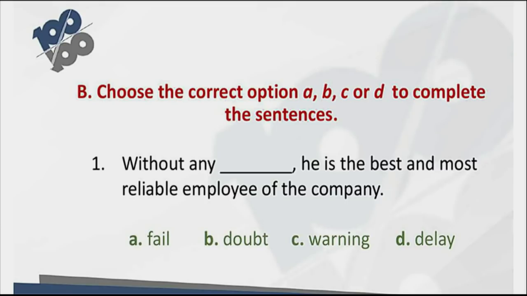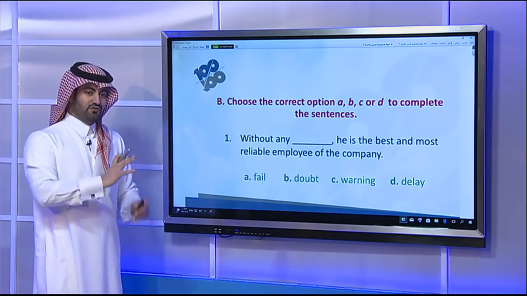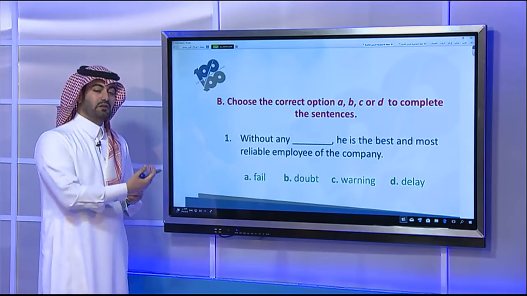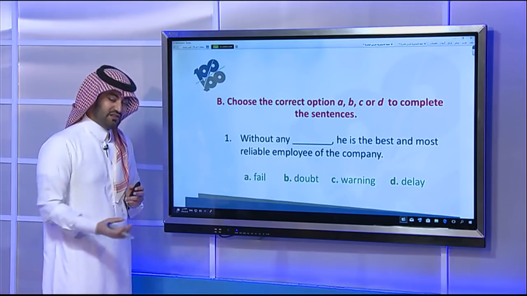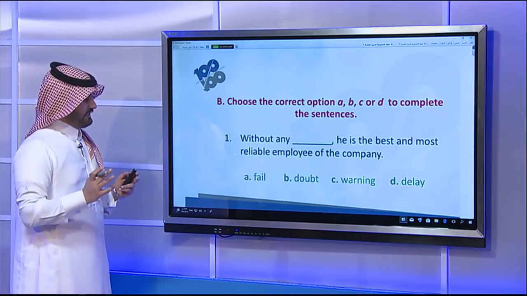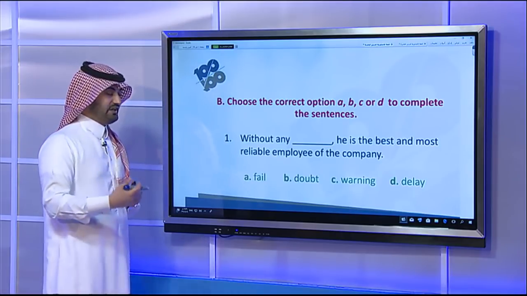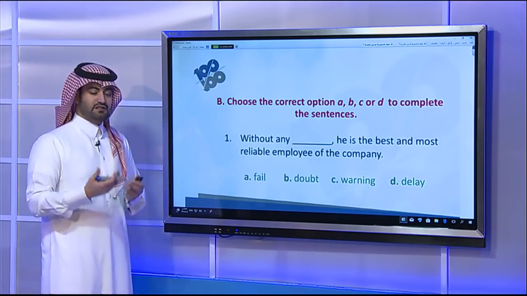Okay. A, fail. B, doubt. C, warning. D, delay. I have to understand, dear students, the meaning of the sentence. I have to be aware of the context. Then that will help me to decide which is the correct word, which is the best word that fits in the sentence. Without any, he is the best and most reliable employee. He is expressing his opinion. He is the best and most reliable employee of the company. He is saying his opinion.